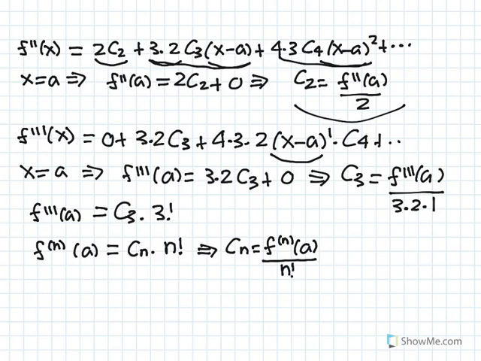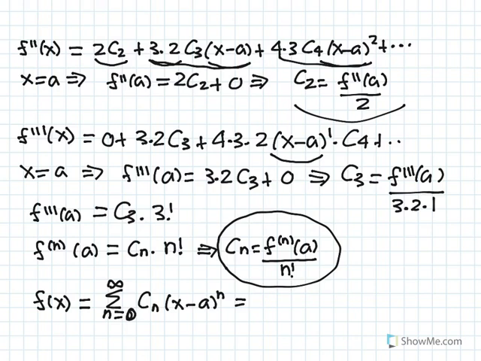Now we have developed the formula, the Taylor series formula. f of x is equal to summation n equals 0 to infinity c sub n times x minus a to the power of n. And we now know what these coefficients are in terms of the derivative of the function evaluated at a. This is equal to summation n equals 0 to infinity f superscript n of a, the nth derivative of the function evaluated at x equals a, divided by n factorial times x minus a to the power of n.